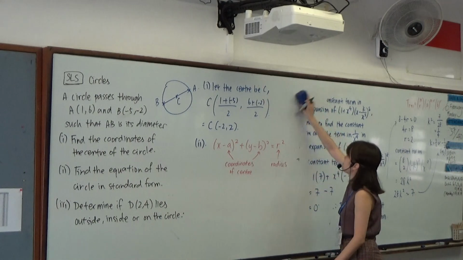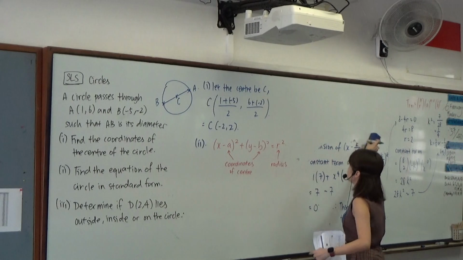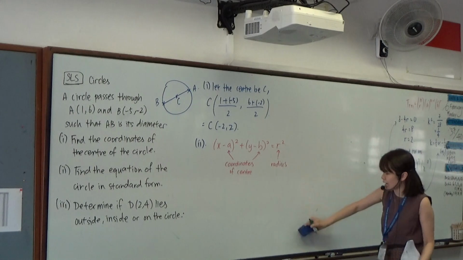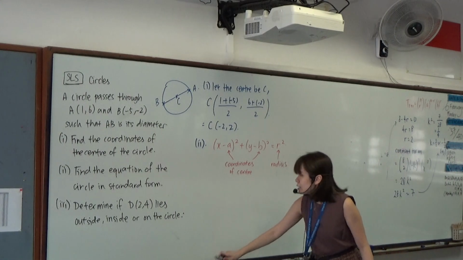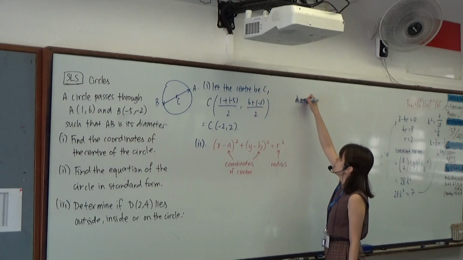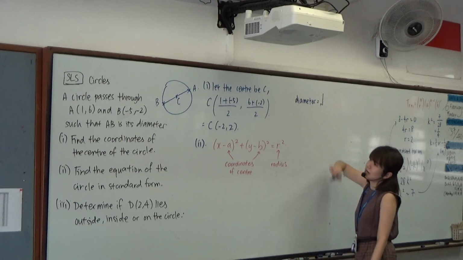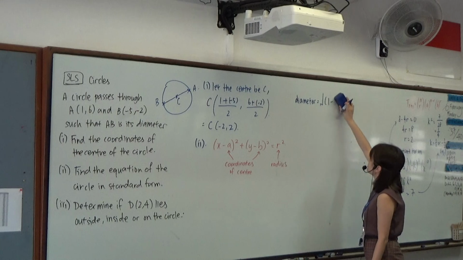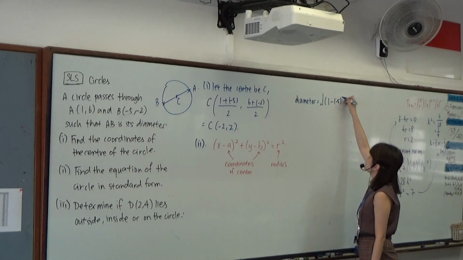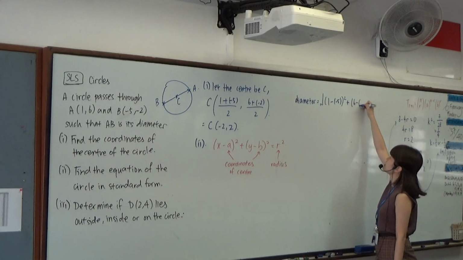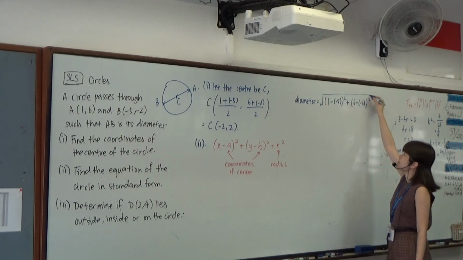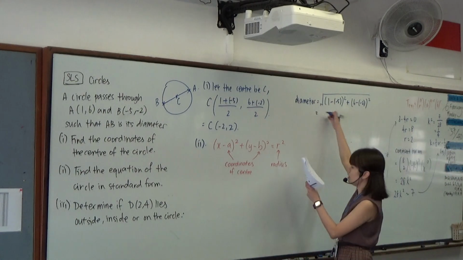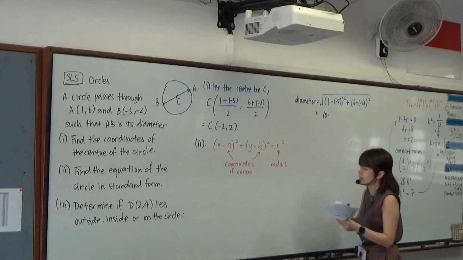Now, how to go about finding the coordinates of the center? We already have it. The challenge is to find out what is the radius. Since I know that AB forms the diameter, I can find out the radius. So the diameter, using our length of line segment formula, I will have 1 minus negative 5 squared plus 6 minus negative 2 squared. This one we learned in E-maths, length of line segment.